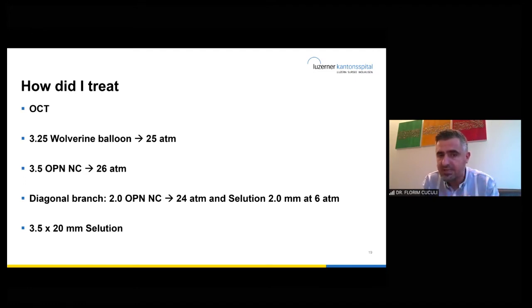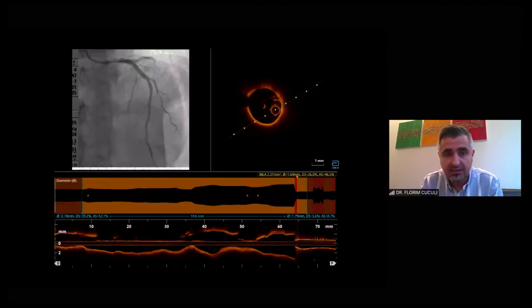Then I went into the diagonal. I opened it up with a small balloon, used a 2.0 solution balloon for the diagonal, but did not intend to kiss. And I said, I will make a compromise maybe on the diagonal rather than the LED. And then I used the 3.5/20 solution balloon for the LED, which I inflated really at 4 or 5 atmospheres, very low pressure, because it's a semi-compliant balloon.